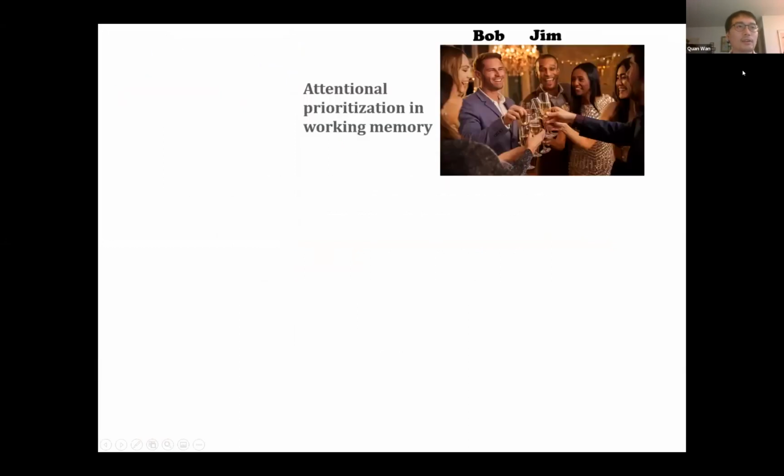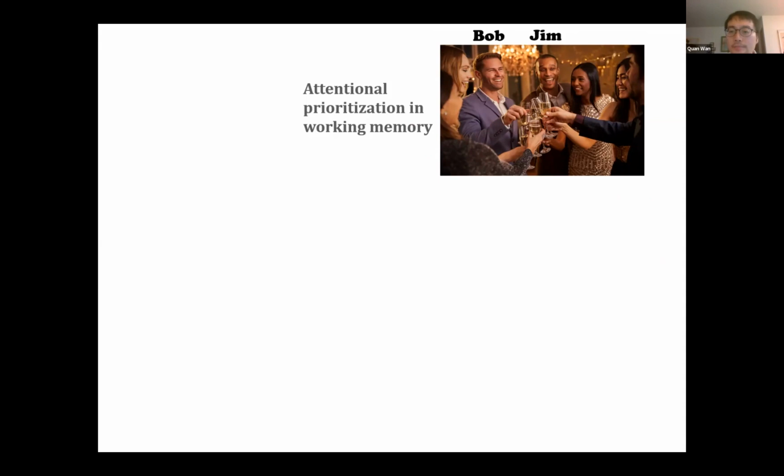Alrighty. So good morning, everyone. In our daily life, we constantly need to juggle multiple pieces of information held in mind. For example, at a cocktail party, you're introduced to Bob and Jim, and you hold these names in your working memory. When you go up to talk to Bob, his name is prioritized in memory. Because you want to talk to Jim later, you still hold on to the name Jim, but at this time, it is unprioritized in memory as you talk to Bob. And later, when you go talk to Jim, the opposite happens.